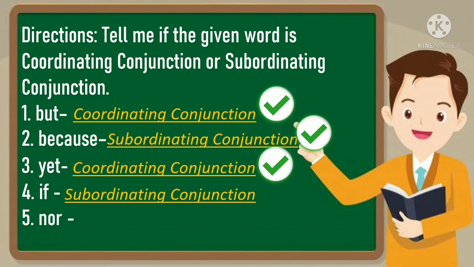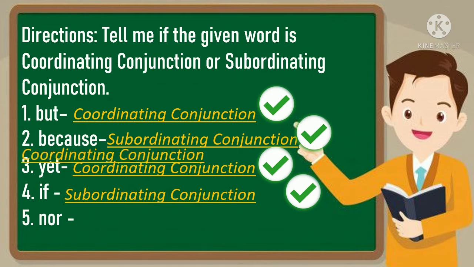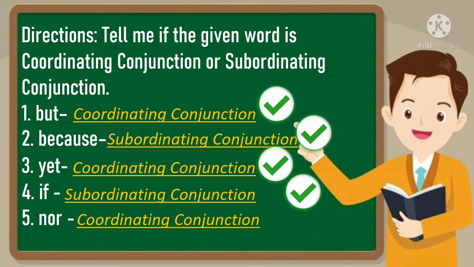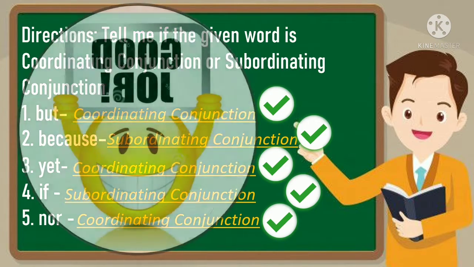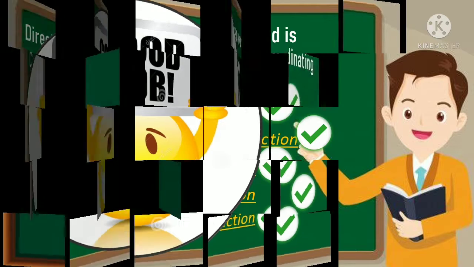If your answer is subordinating conjunction, your answer is correct. Number 5, nor. If your answer is coordinating conjunction, your answer is correct. Good job, kids! You really understood your previous lesson.